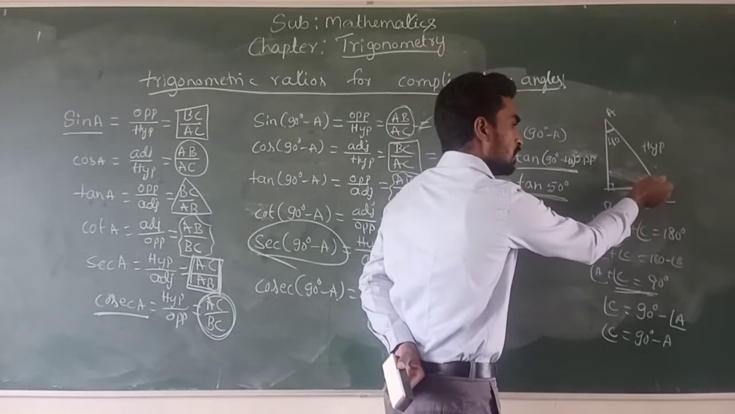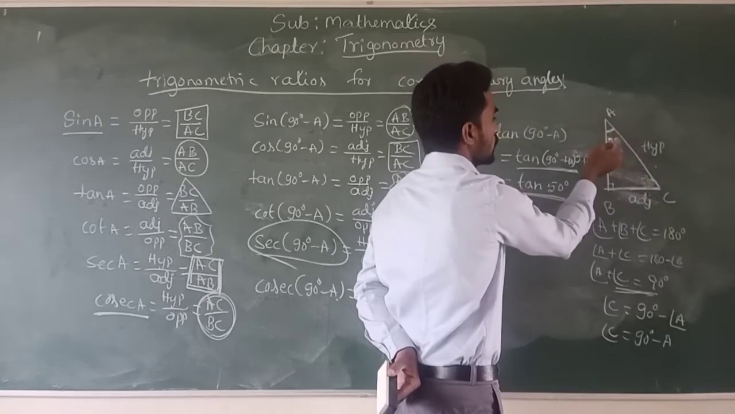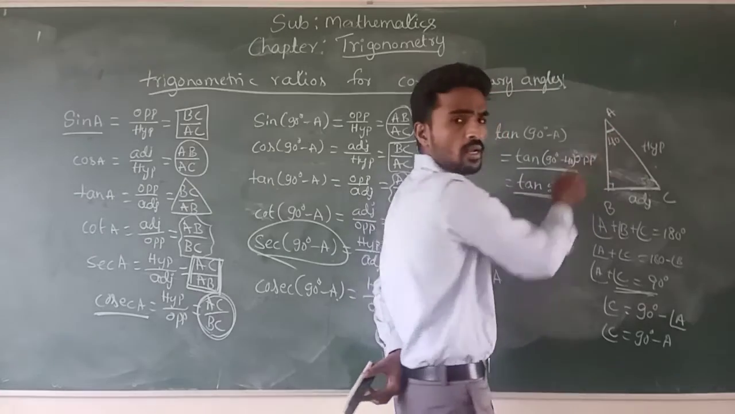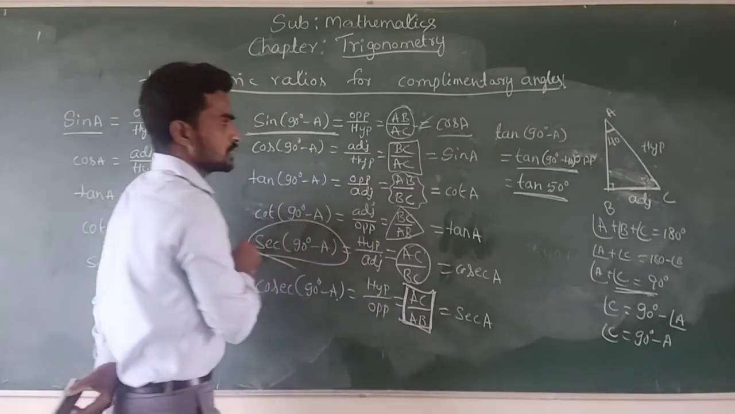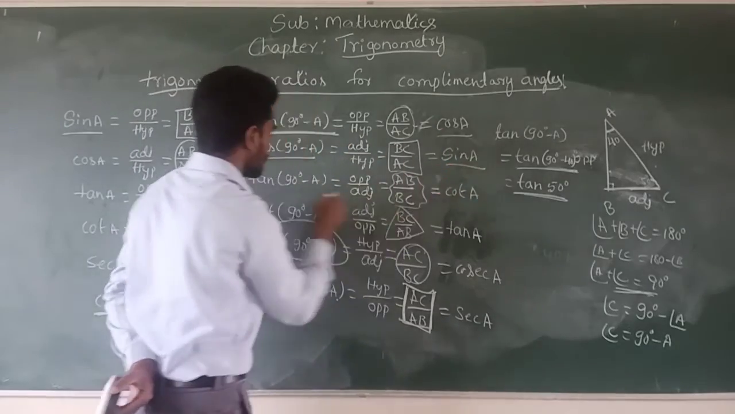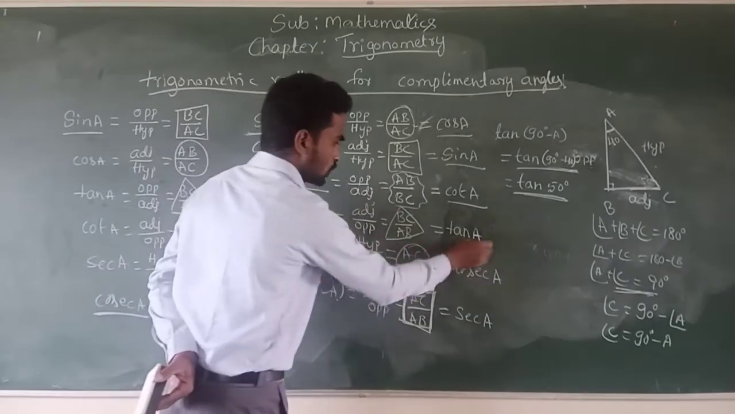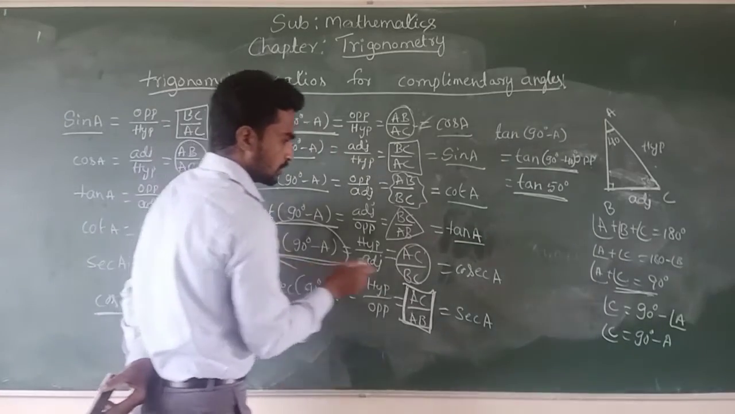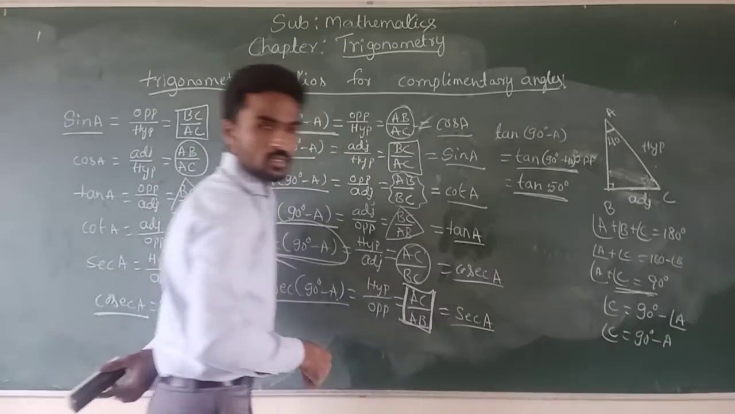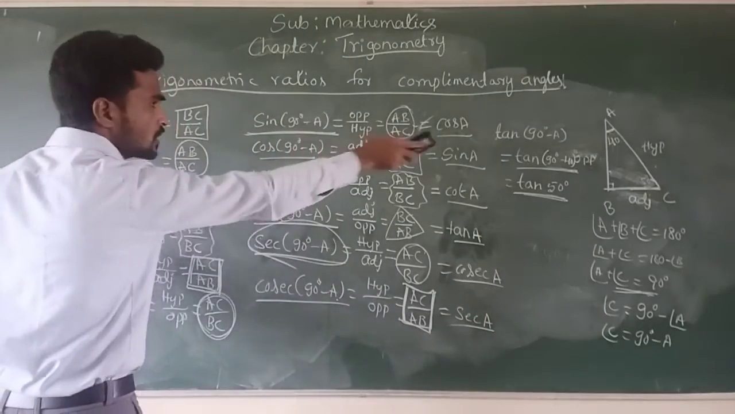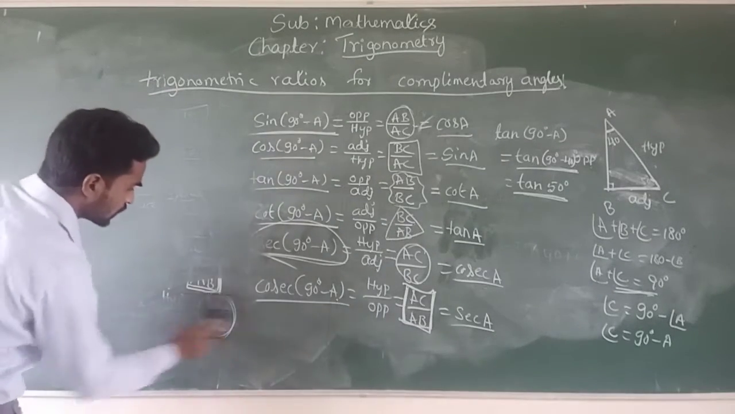Then we are applying trigonometric ratios for angle C. Then that is equal to trigonometric ratios of 90 minus this angle A. These are the basic formulas. Sin 90 degree minus A is equal to cos A, cos 90 degree minus A is equal to sin A, tan 90 degree minus A is equal to cot A, cot 90 degree minus A is equal to tan A, secant 90 degree minus A is equal to cosecant A, cosecant 90 degree minus A is equal to secant A. By using these complementary angles, we can solve the problems.